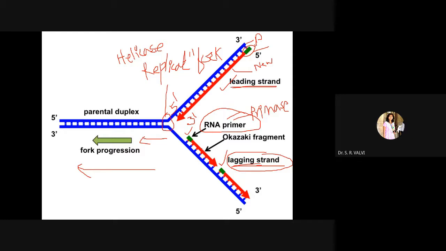And the fragments we are observing were discovered by the scientist Okazaki, so the name of this fragment is Okazaki fragments, right? Okazaki fragments are the discontinuous DNA molecules which are again synthesized from 5 prime to 3 prime. Here you can see this is 3 prime, so obviously here it should be 5 prime, right? So one part is the leading strand and another part is the lagging strand.